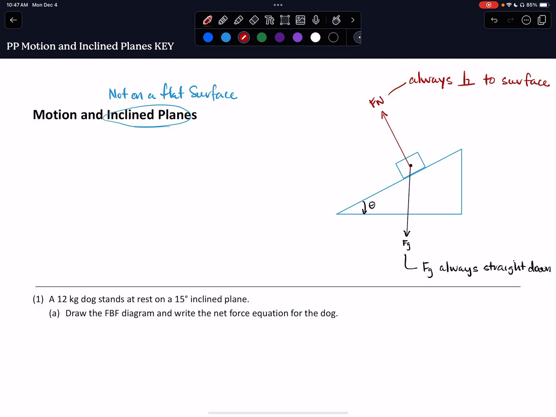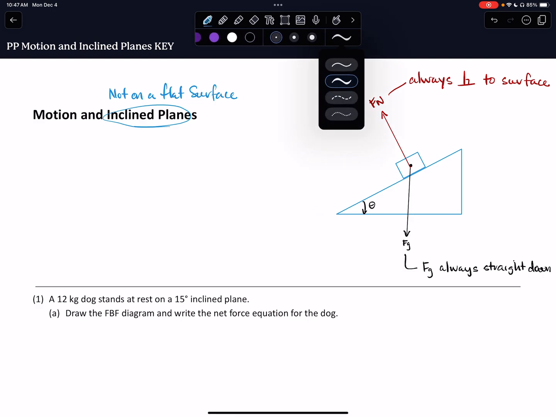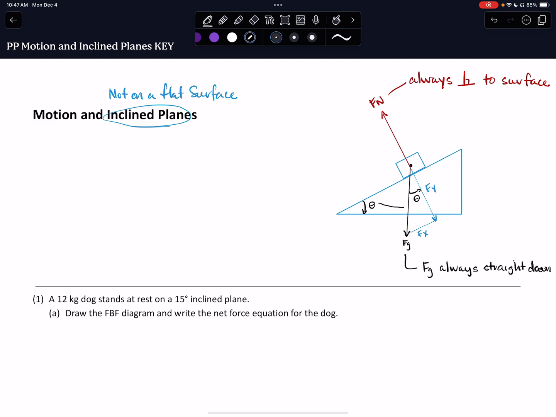We need to instead take Fg and break it into its x and y components. So let me draw these in here. This is the force of gravity in the y component, and this is the force of gravity in the x component. We're again going to have an angle, theta, and these two are the same. Whatever the angle of your inclined plane is, that's going to be your theta angle in your triangle.